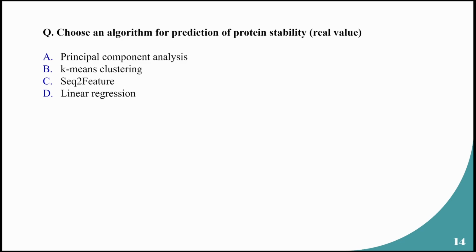So for prediction of protein stability particularly, which one should be, I guess, the more appropriate option? So we have talked about all of these algorithms in some part of our earlier classes. So principal component analysis, for those who have used it, you know that it's basically reducing the dimensions of the data set. Okay.